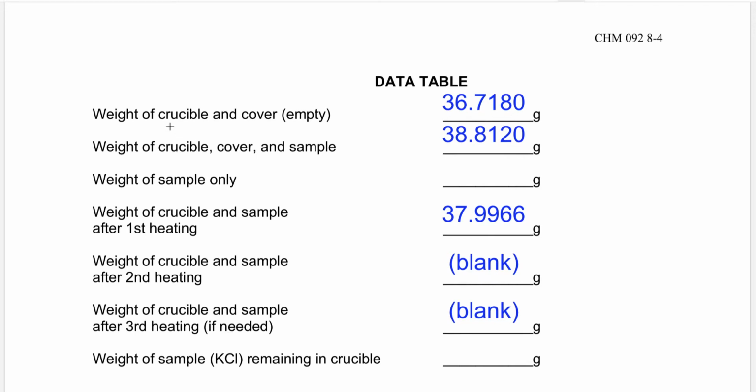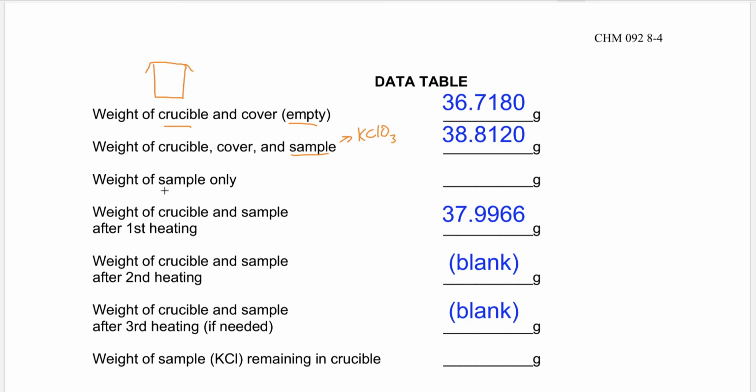Now remember, the crucible is just that small ceramic dish. You can model it something like that. There's a lid that goes on top of it. Pretty simple setup. It can withstand a lot of heat, and that's what's needed here. So we weigh this empty first, and then we put some of our sample in it. Remember, the sample here is going to be the potassium chlorate. It's that original white salt.